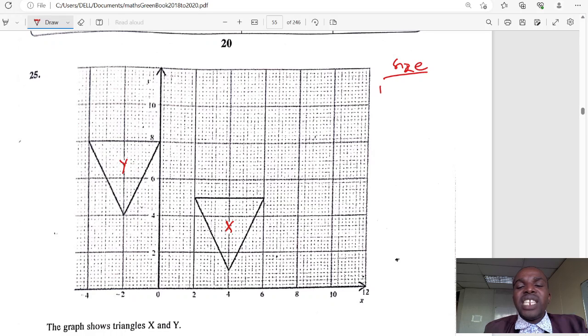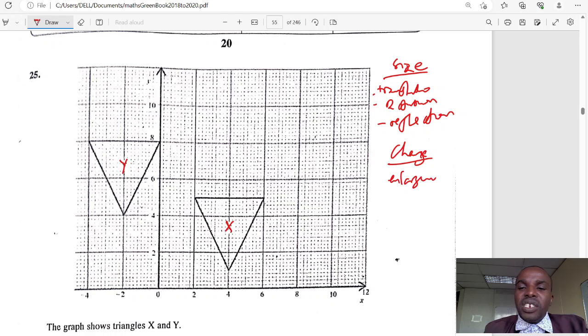If the size is still the same, it's either translation, rotation, or reflection. These are the 3 items where size can remain the same. Then if size changes, it's enlargement. But sometimes when the scale factor is -1, it's a bit tricky. Then we can have stretch.